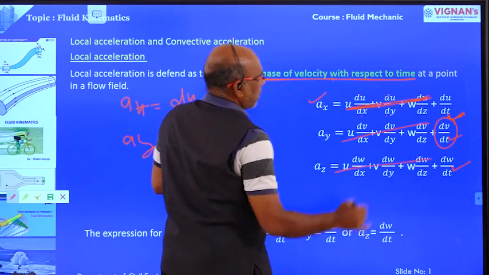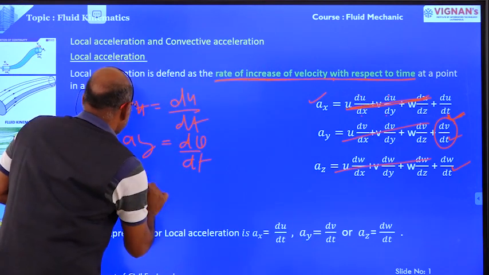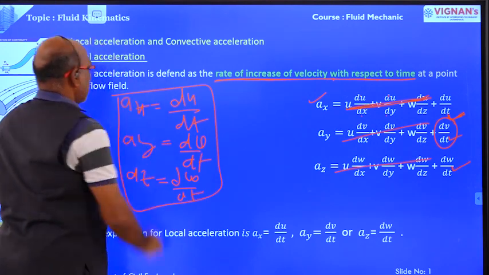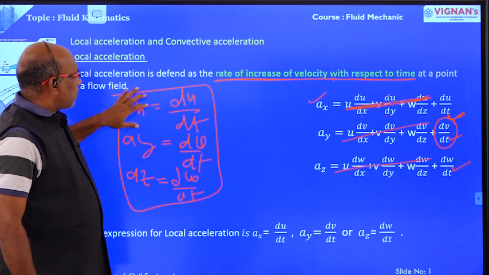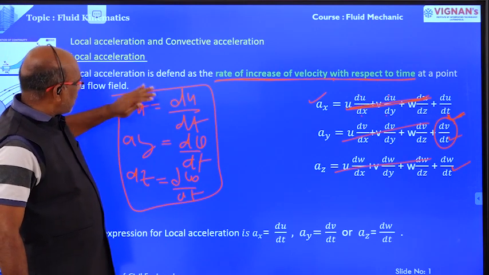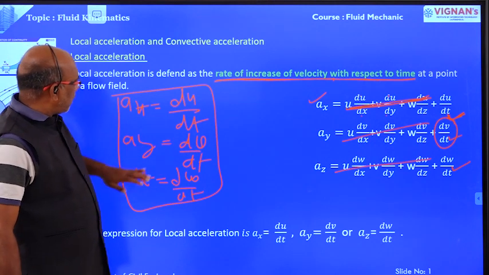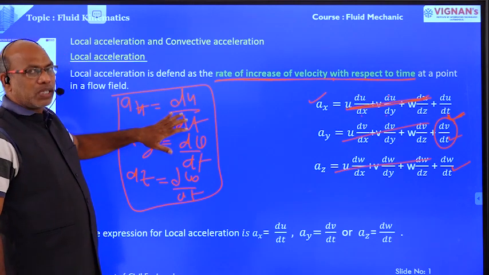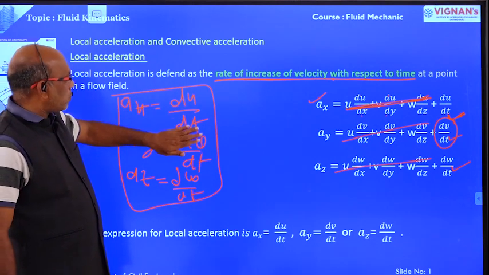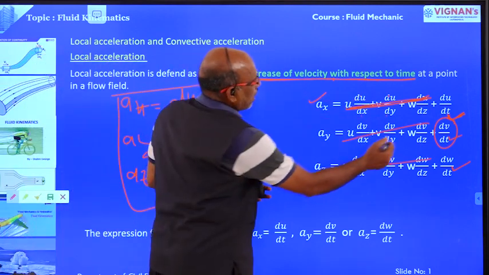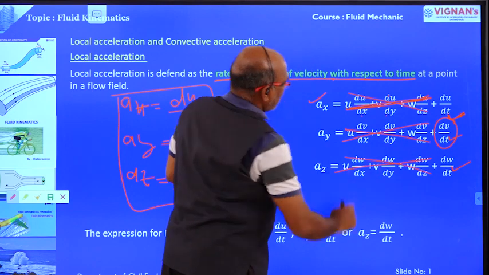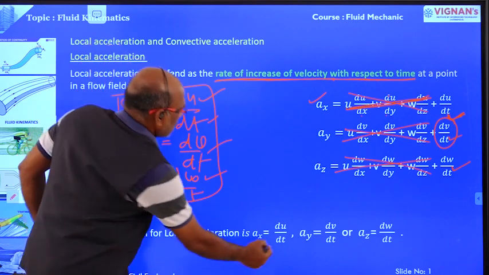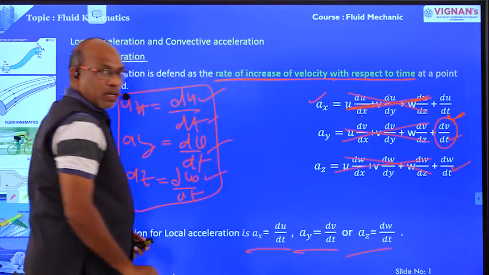These are neglected here also. Therefore, az is equal to dw by dt. In case of local acceleration, ax, that means acceleration in x direction, is equal to du by dt, acceleration in y direction is equal to dv by dt, acceleration in z direction is equal to dw by dt, because local acceleration represents the rate of increase of velocity with respect to time only. Therefore, these convective terms are neglected. These are the formulas for the determination of the local acceleration, right?